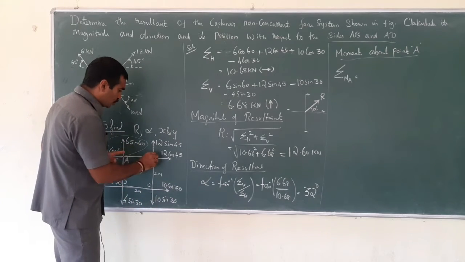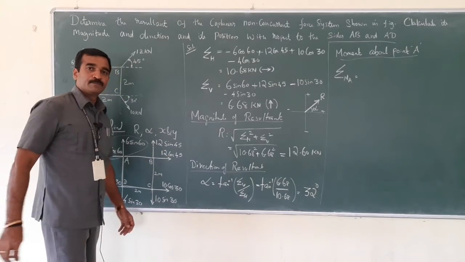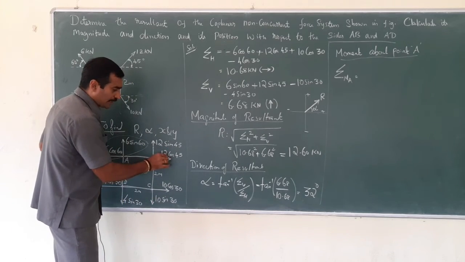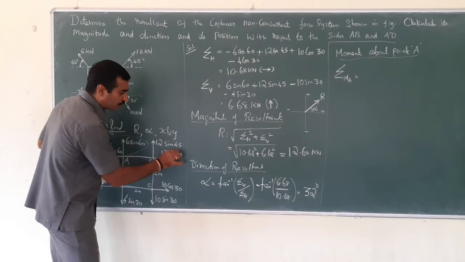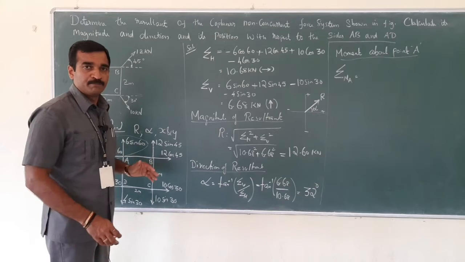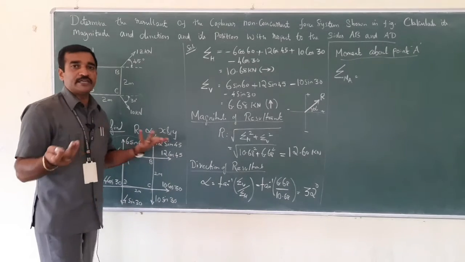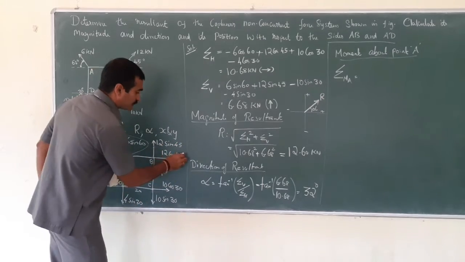Let me move to point B, where I have two forces. When you look at the force 12 cos 45, the force has magnitude, but it doesn't have any perpendicular distance from point A, so this becomes 0.